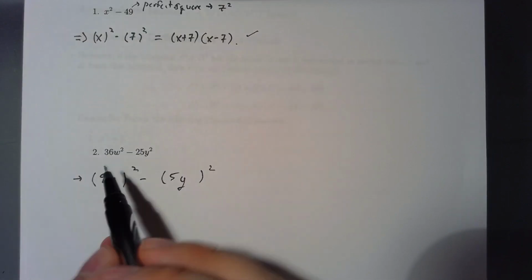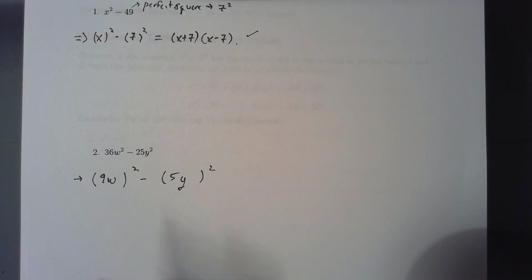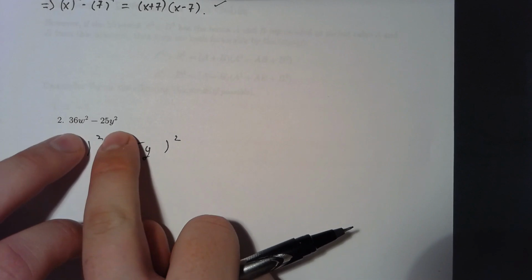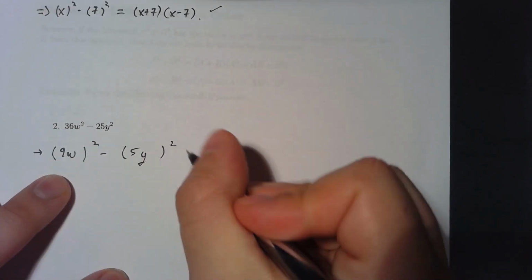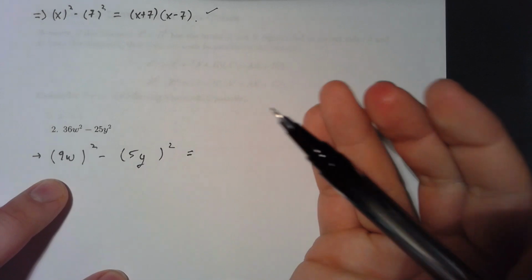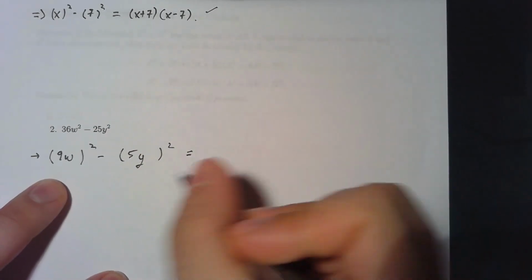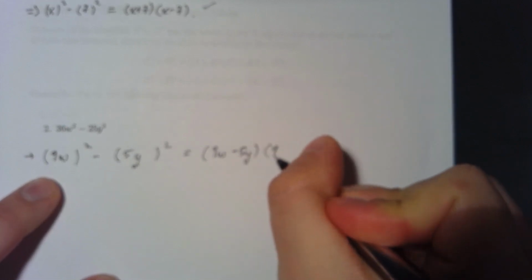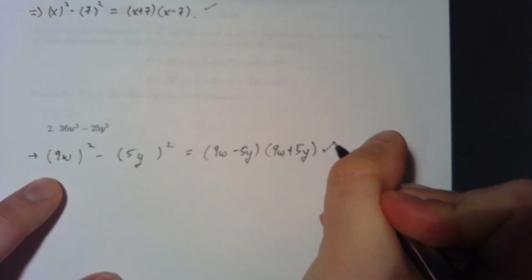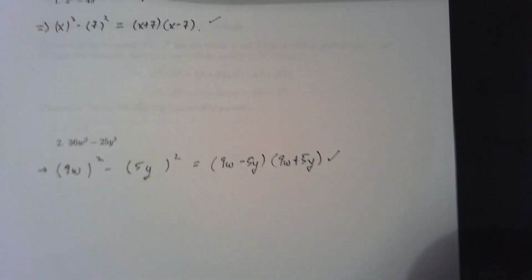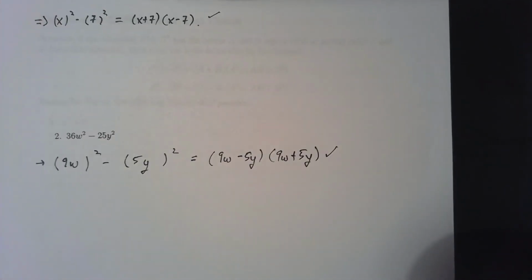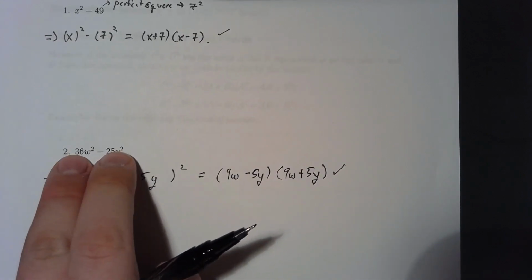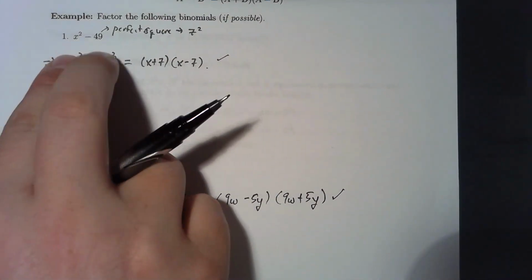Because I can express this in the form of a difference of 2 squares, these are the terms that are squared to give me the original binomial. So I can write this as a plus b times a minus b, which is going to be 6w minus 5y times 6w plus 5y. And that's it. That's how you factor a difference of 2 squares.